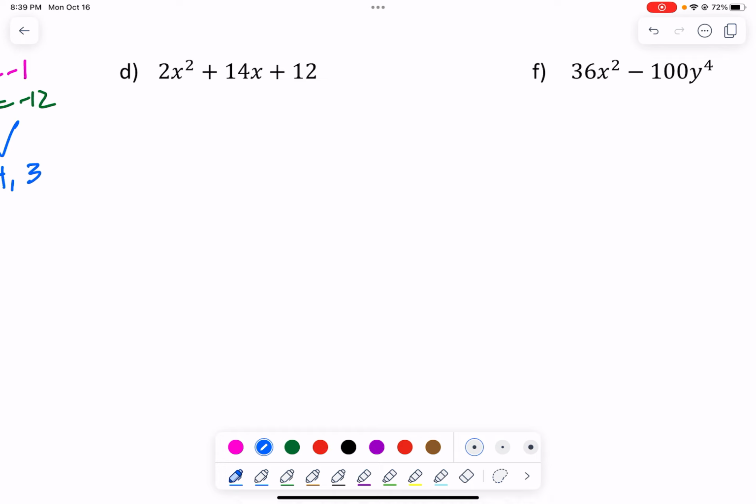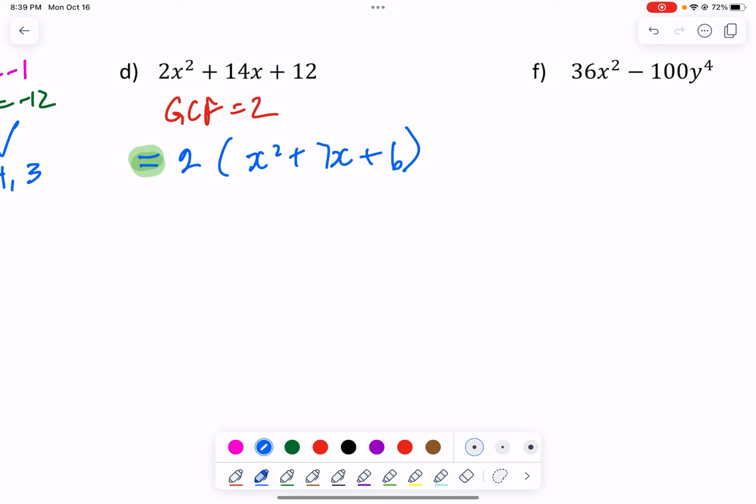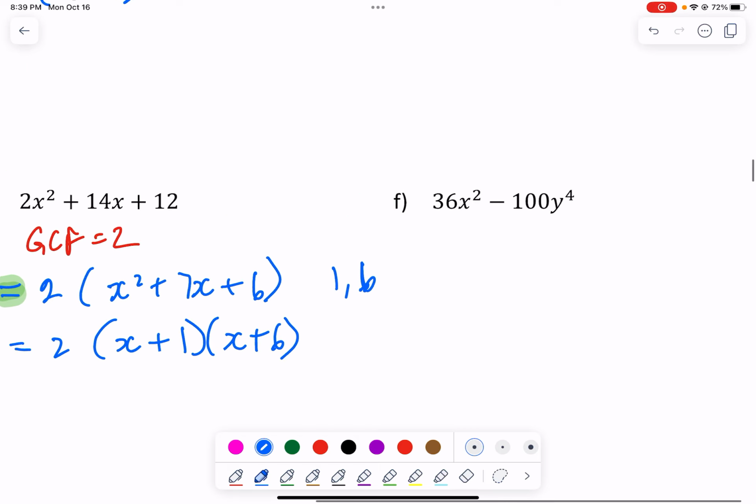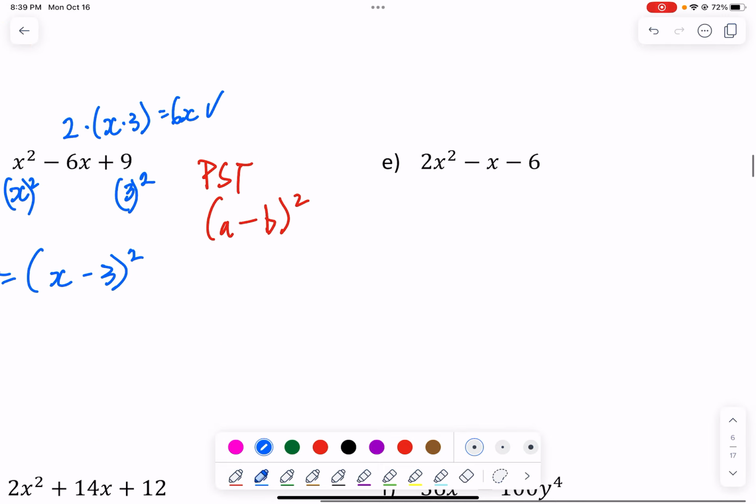D, GCF of 2. You don't have to write that. So that equals 2 times x squared plus 7x plus 6. Sometimes you can just see it right away. They need to add to 7 and times to 6. It's going to be 1 and 6. So it's x plus 1, x plus 6. And you need to practice enough so that you can just see those easy ones.